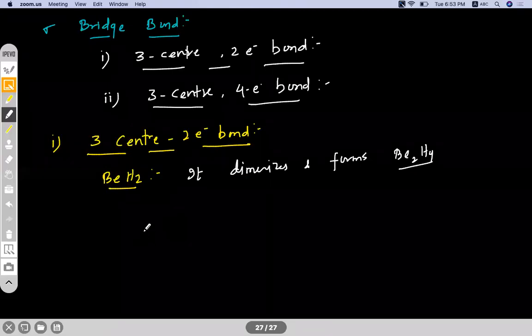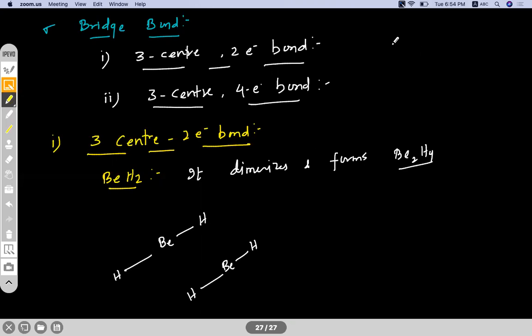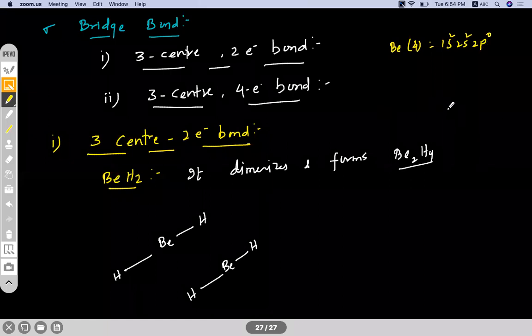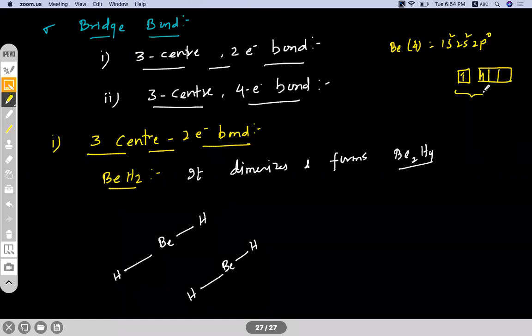So beryllium has a vacant p orbital available in this bonding. If you look at the bond here, BeH, and another molecule is this, BeH and H. If you look at the electronic configuration, beryllium has four electrons. So it has 1s2, 2s2 and 2p0. There is no electron in the p subshell, right? So in the excited state, 2s has one, and the other electron jumps into the 2p shell. So it is vacant p orbital beryllium, and these two go under hybridization, forming sp hybridized orbitals, and these two are the vacant orbitals.